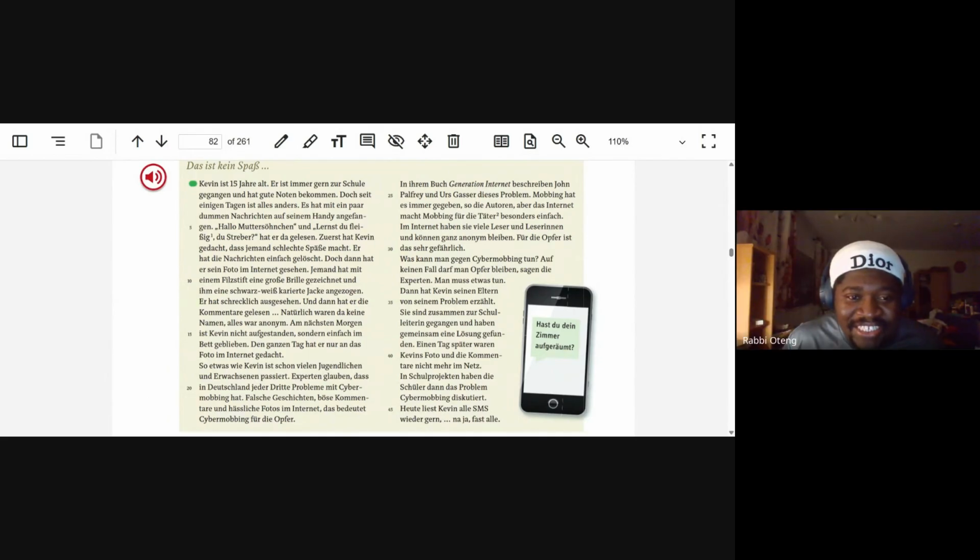Dann hat er schrecklich ausgesehen. Okay, he looked bad, terrible. Okay, aussehen means to appear, to seem like. Okay. Und dann hat er die Kommentare gelesen. Und then he read the comments. Natürlich waren da keine Namen. Okay. Natürlich means like, of course, there was no name. Who writes such a terrible thing and writes it without a name? No one. Alles war anonym. Okay, in English it is anonymous; in German it is anonym.